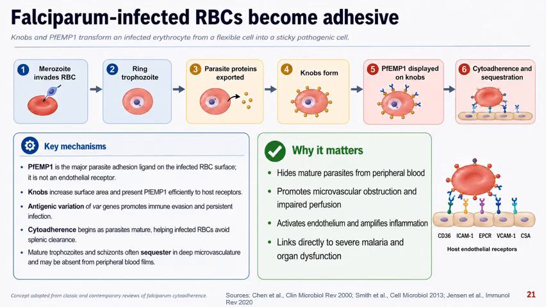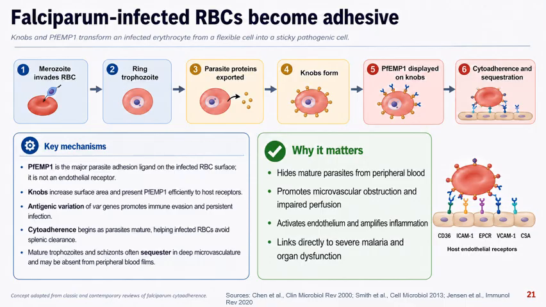Now, to understand this further, a normal red cell is flexible and passes through the spleen and microcirculation. Falciparum changes that cell. Parasite proteins are exported to the red cell membrane. Knobs form on the surface, and Plasmodium falciparum EMP1, PfEMP1, is displayed on the knobs. PfEMP1 is the parasite adhesion ligand.